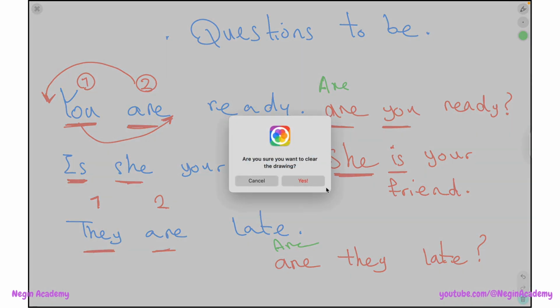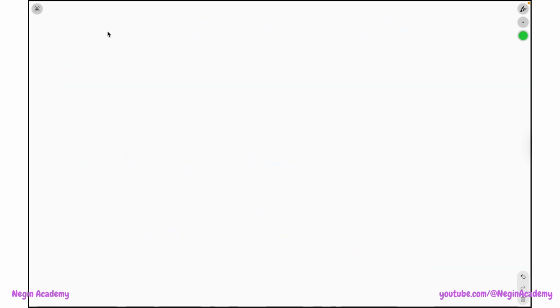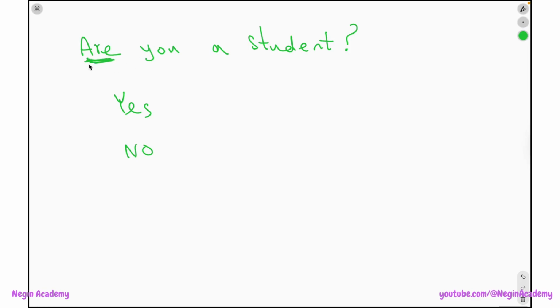Let me erase the board. For example, if we have this question, are you a student? Are you a student? How should we answer it? We can answer this question with yes or with no. You have only two options, yes or no. So whenever you have a to be at the beginning of your question, you have two options, yes or no, depending on the context and on what happened. So you have to answer it.